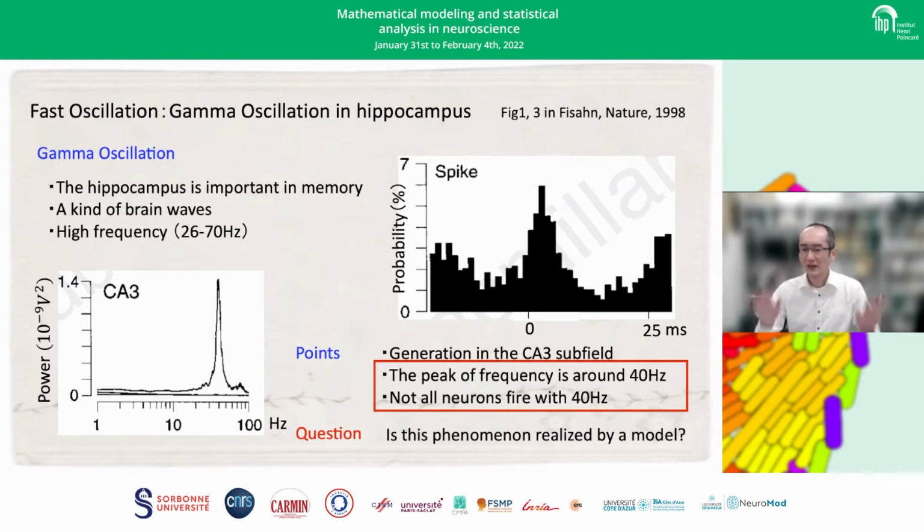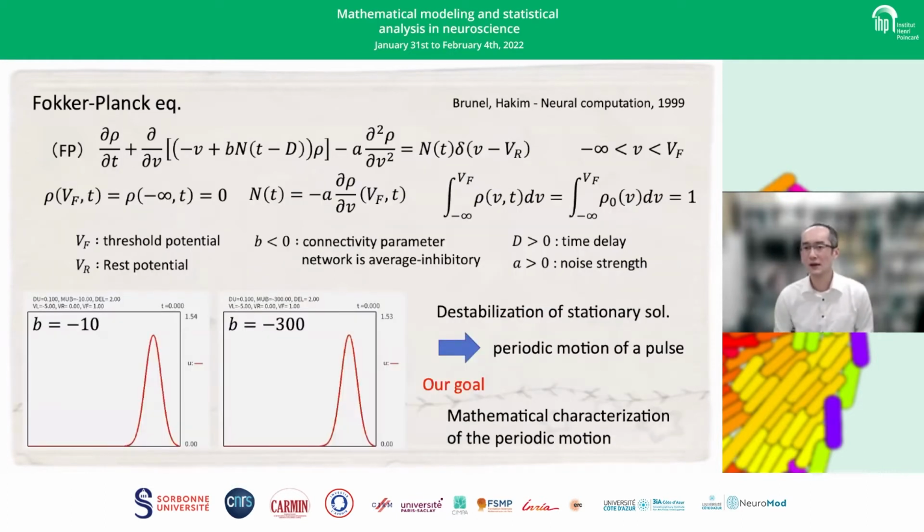So here's the question: can this phenomenon be realized by some mathematical model? This is a mathematical question. To answer this problem, Brunel and Hakim proposed the NNLIF model and derived the Fokker-Planck equation shown here. This equation is completely the same as in Alejandro's talk, but we consider the inhibitory network. The previous speaker Charles considered an excitatory network, and I think Alejandro also considered the excitatory network. But in this talk, we focus on the inhibitory network only.